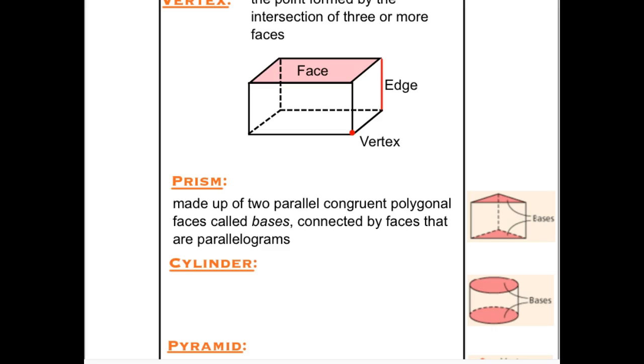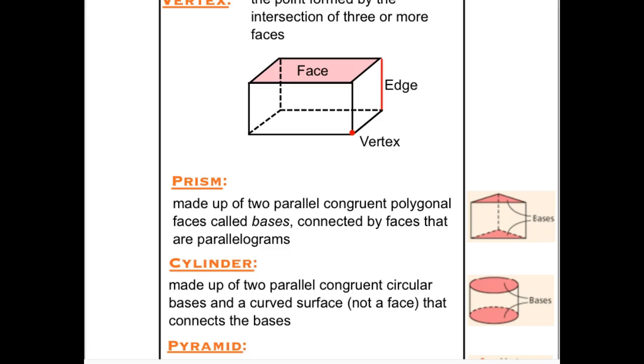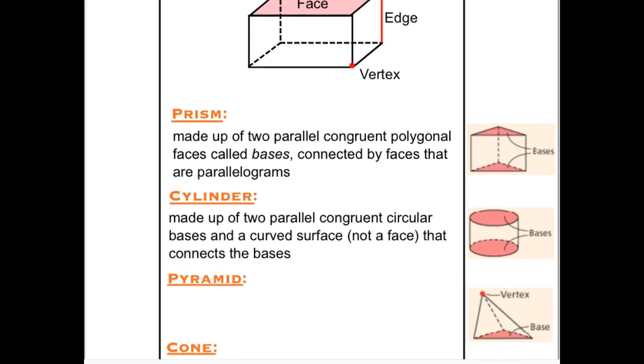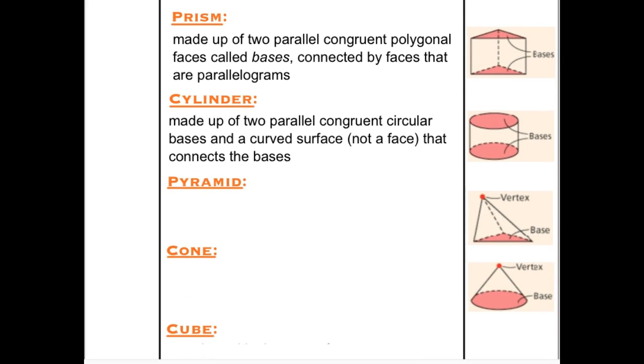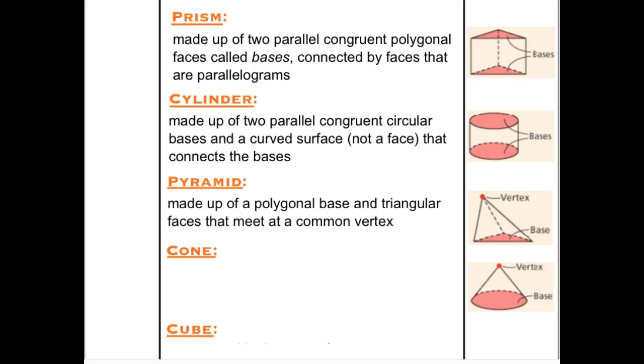Then the next one we have is a cylinder. The cylinder has two parallel congruent bases, but they're circular, and a curved surface, which is not a face, that connects the bases. The third type is a pyramid. A pyramid is made up of a polygonal shaped base. It can be a triangle, a square, a rectangle, a pentagon, a hexagon, an octagon, whatever you want it to be. And the faces are triangular that meet at a common vertex. It does not have to be upright, it can be slanted as you can see in this picture.